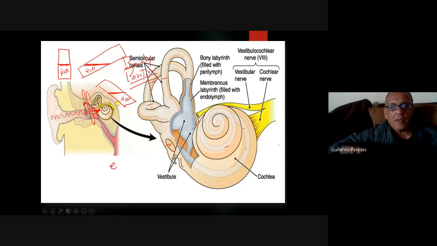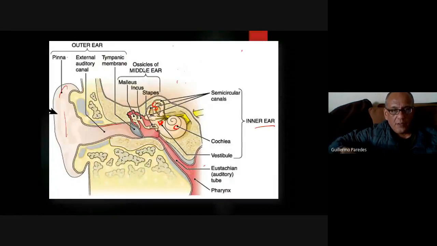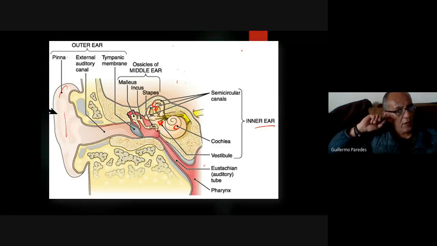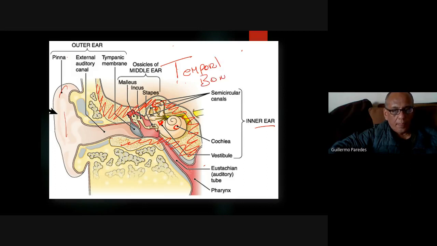So those are the semicircular canals. Okay? The last thing I want to go over here is this. Tell me one thing. If you put your finger in your ear, you have a bone here. Can you see this bone? Basically it's going to perforate the bone. Which bone is that? The temporal bone. So the ear canal is passing through the temporal bone. Okay? The middle ear is immersed in the temporal bone, and the same for the inner ear. Okay?